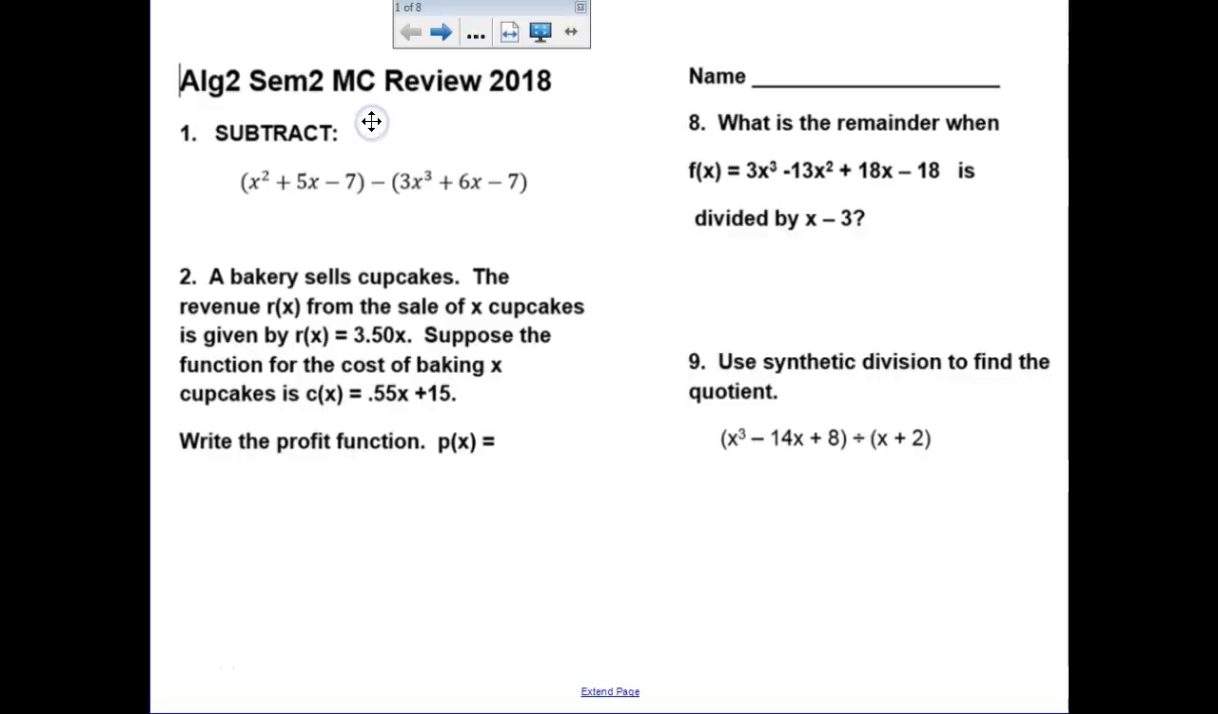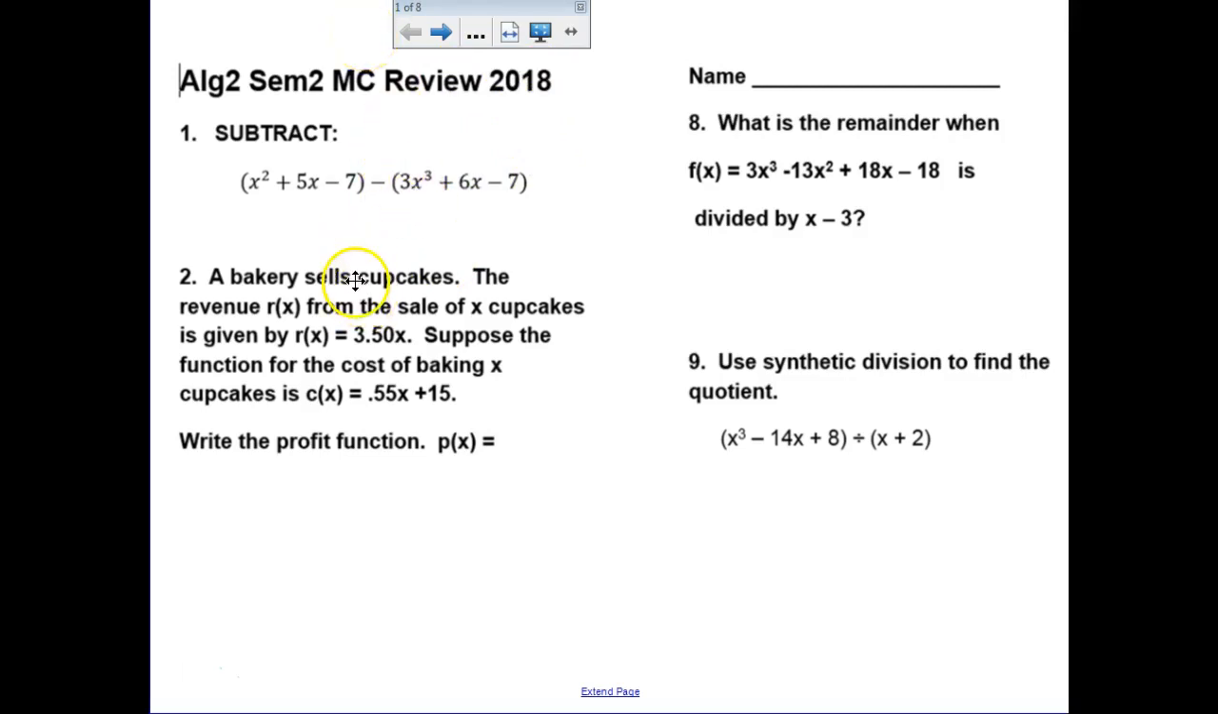This is the review for the multiple choice part of the Algebra 2 final exam in spring of 2018. I have made a few changes to the original document, so if you're watching this from a different classroom than mine, just remember that some of these problems have been changed from what your teacher gave you.